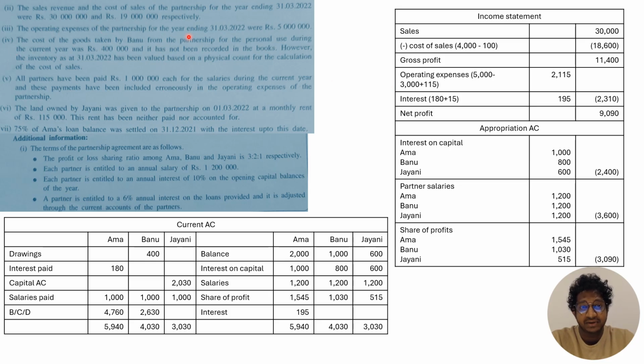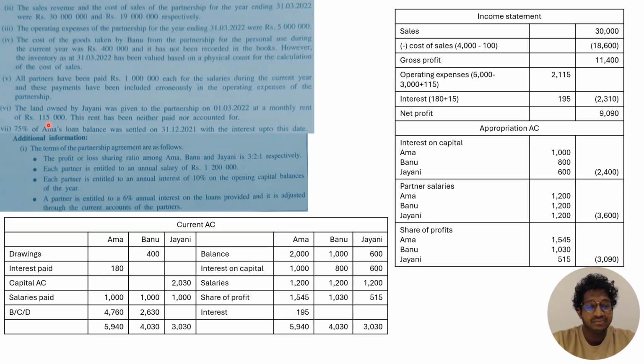And the operating expenses of the partnership is given as 5,000. So let's see if there is any adjustment for that 5,000. All partners have been paid 1 million each for the salaries during the current year, and these payments have been included erroneously in the operating expenses. Right, so it's an error. So those salaries payments, the amount of 3,000, you have to minus from the operating expenses, and those salaries payments you have to debit to the current account as well, right?